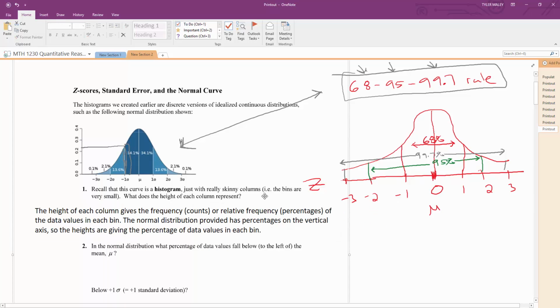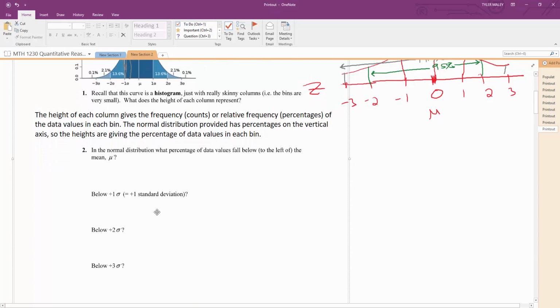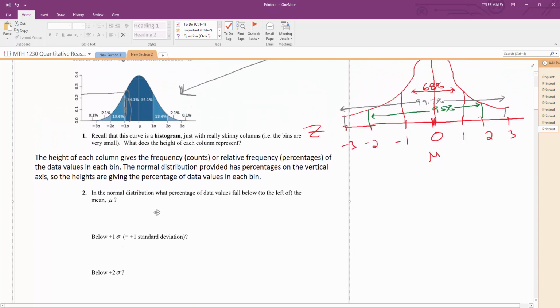So it's a pretty good answer for number 1, right? Number 2 says, in the normal distribution, what percentage of data fall below, to the left of, the mean, mu? One thing we need to recall from a normal distribution is that it's symmetric, and the mean cuts it directly in half.